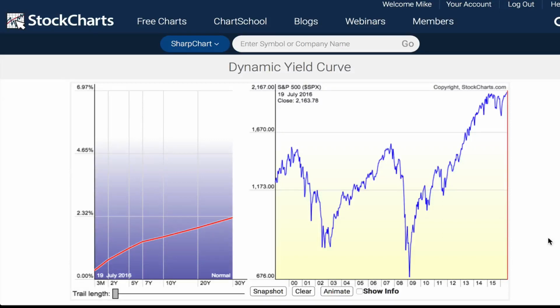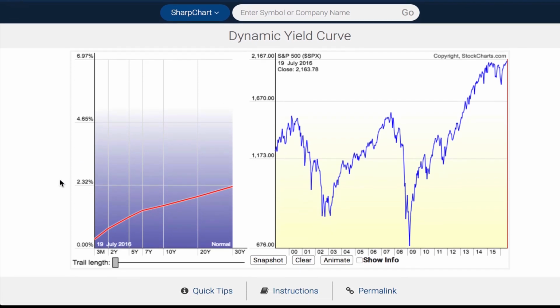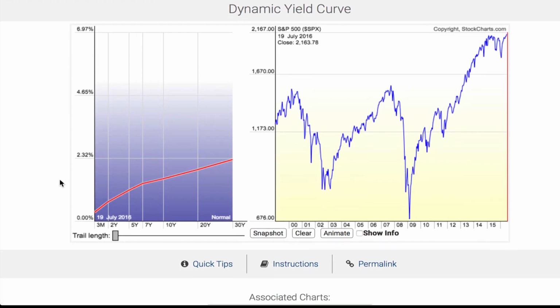Hi, this is Mike Maloney, and I quickly wanted to revisit the yield curve. This is StockCharts, and this is a wonderful little gizmo they've got called the dynamic yield curve. And you've heard in the news most likely about the yield curve flattening and so on.